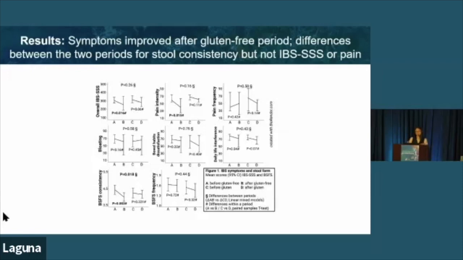What they didn't see were any significant differences between the two periods themselves. So there was no change in the delta, with the exception of stool consistency. Stool consistency did differ between the two periods, with less loose stools during the gluten-free period.